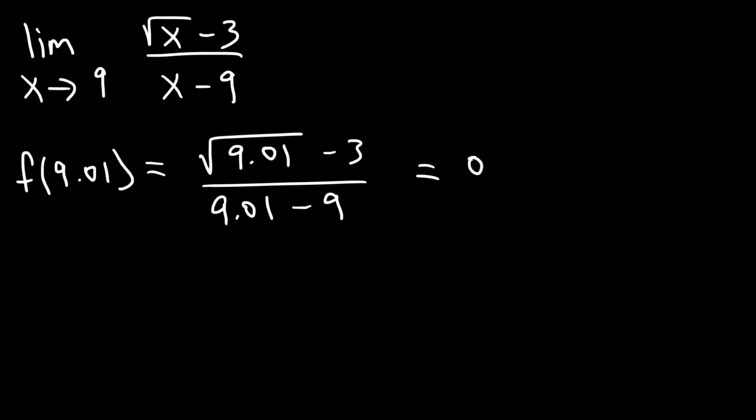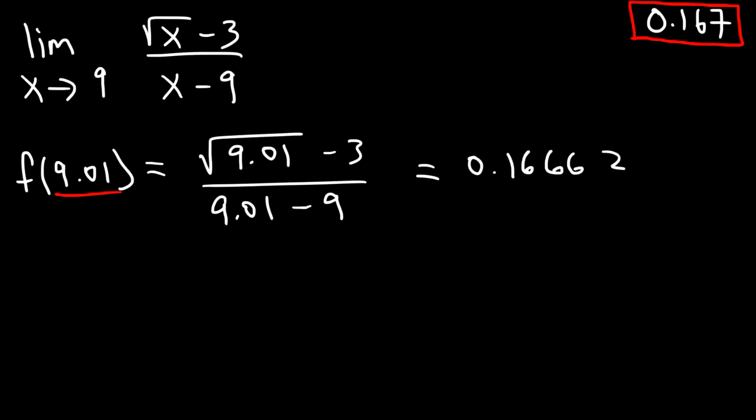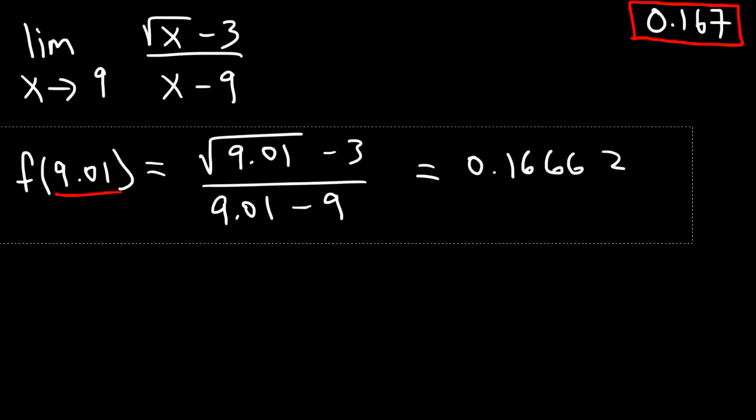So this is 0.16662. So basically, let's say 0.167. So the answer should be close to this value. And if you want a better answer, plug in 9.001 or even 9.00001. The closer it is to 9, the more accurate the answer will be.